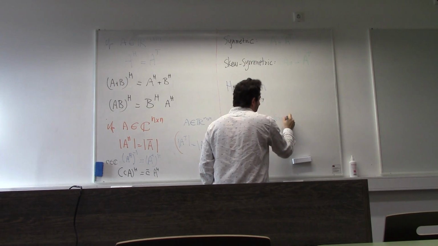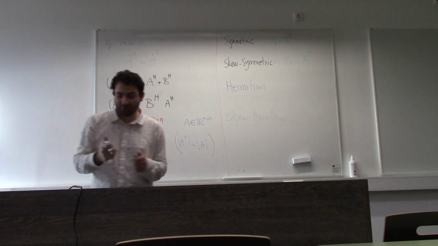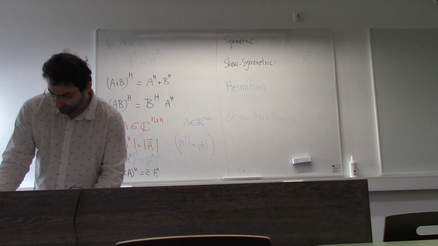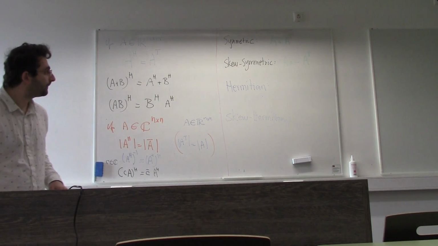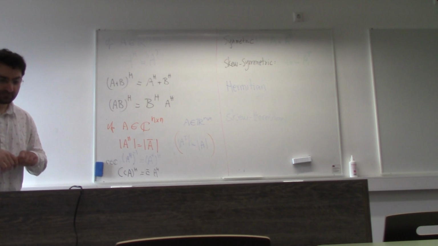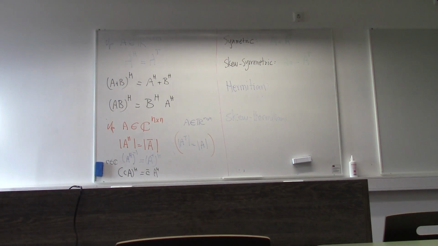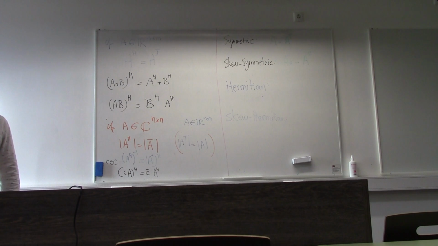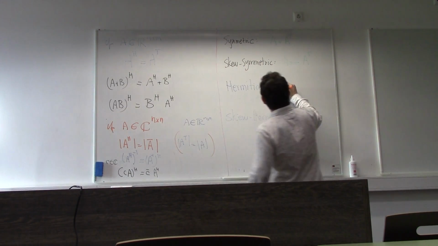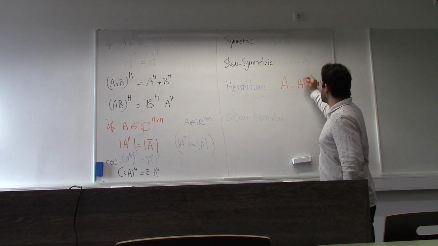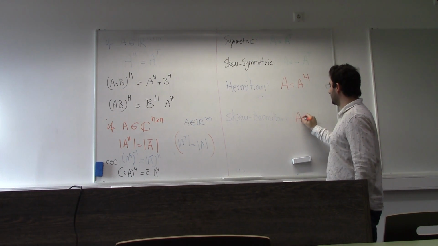Hermitian, now you might be able to generalize what they have above. What do you think the Hermitian matrix is? Tell me what it is. A is identical to its Hermitian transpose. Excellent. And the skew is?